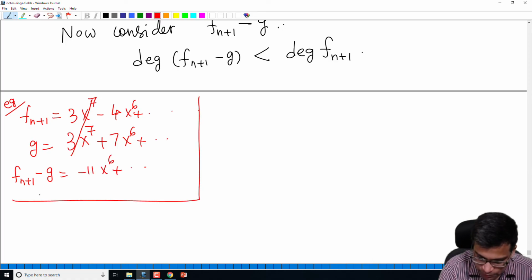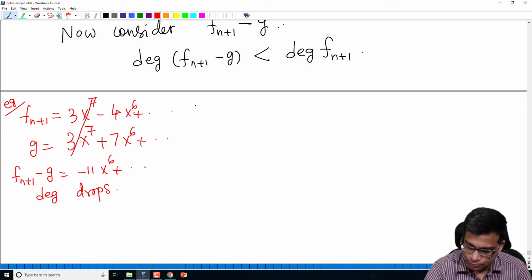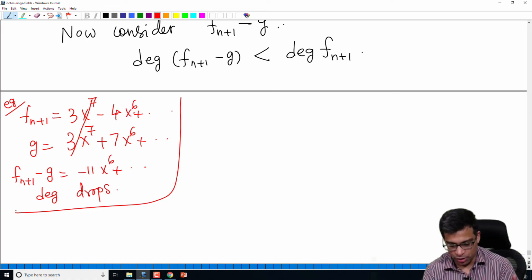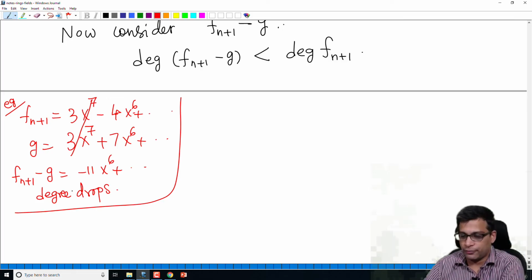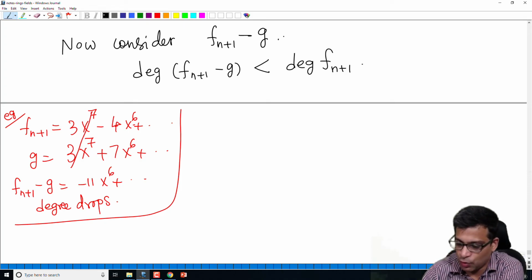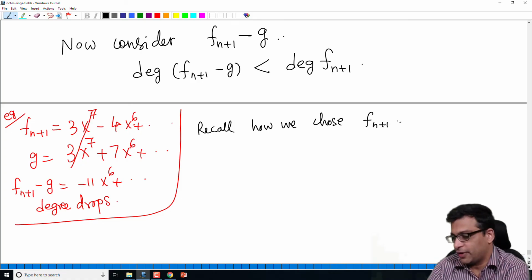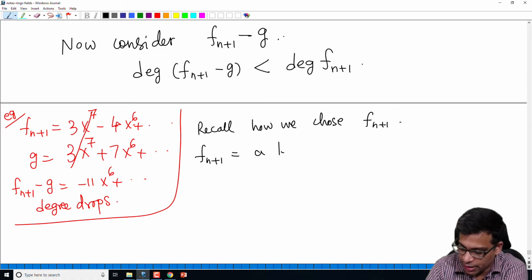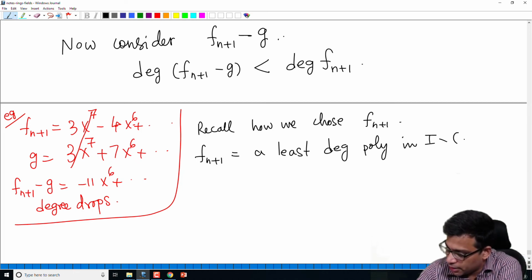So the degree of this drops. What I mean is, when I subtract one polynomial from another and these two polynomials have the same degree and the same leading coefficients, the first term will cancel out, and what you are left with has smaller degree. But this now tells me that the degree of this is strictly less than the degree of f(n+1). So that means, and now recall how we chose f(n+1): we chose f(n+1) to be a least degree polynomial in I minus the ideal generated by f1 through fn.